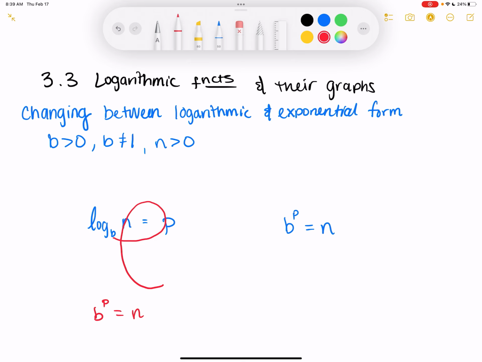Then if I want to go from exponential to a log, I make an L, start with log base b, some number n equals some power p, and so I write that one.